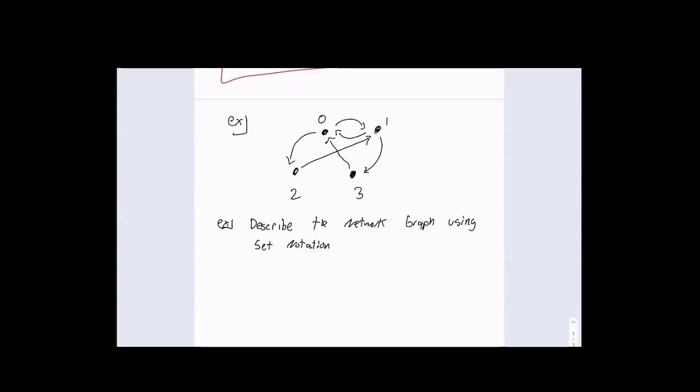So the set notation would be: the vertices, 0, 1, 2, and 3. Just listing my vertices, and edges, which I think I got the right answer in my mind.